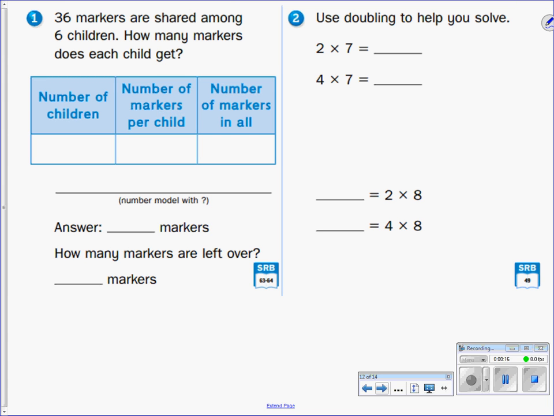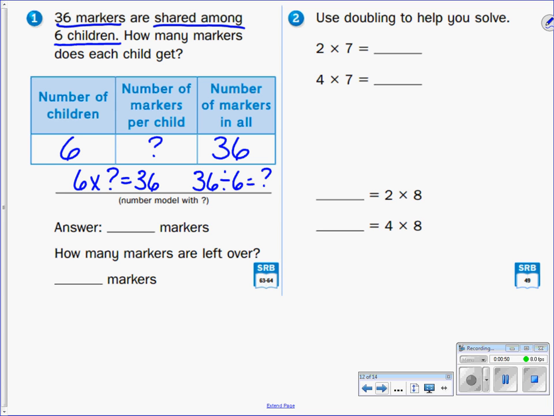We know the number of children because if we go back, we have 36 markers and they're shared among 6 children. All right, so we have 6 children. Do we know the number of markers per child? No, so that becomes our question mark, but we know the total number of markers in all, which is 36. All right, so if I could write a number model for that, I could do 6 times question mark equals 36, or I could do 36 divided by 6 equals question mark. All right, and my answer, if I take 36, divide them by 6, I would come up with 6 markers.